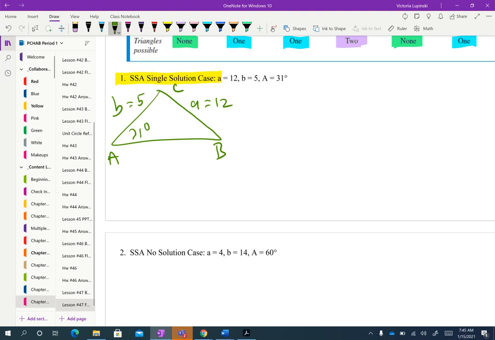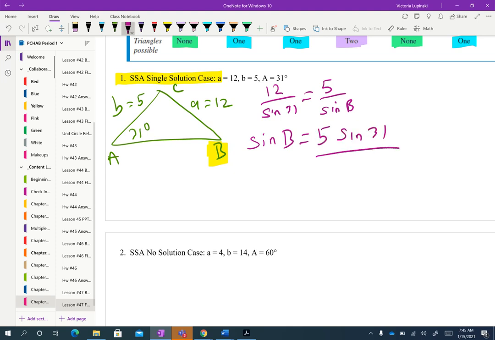So we're going to start by using the law of sines, but we're going to have to double check to see if there is potentially a second solution. Whenever you're given a side-side angle situation, there's only ever going to be one thing that you can solve for. And in this case, the only thing you have enough information to solve for would be angle B. So you're going to set up that 12 over the sine of 31 would be equal to 5 over the sine of B. Cross multiply and then divide. So the sine of B will be equal to 5 sine of 31 over 12.